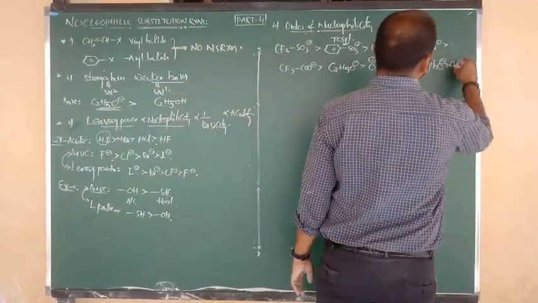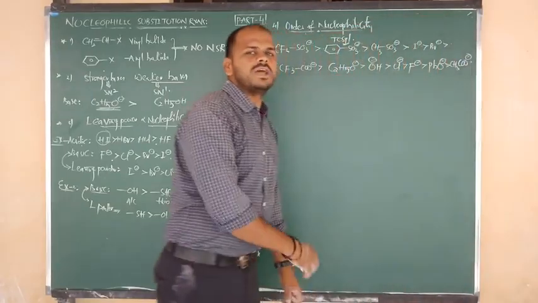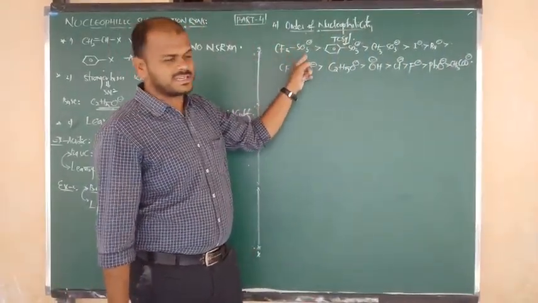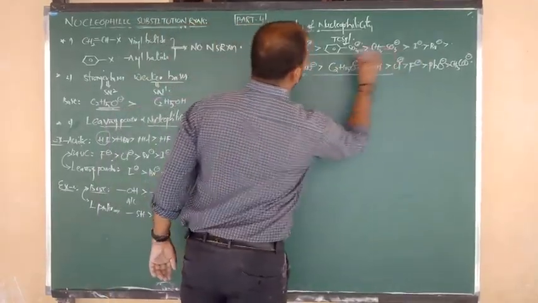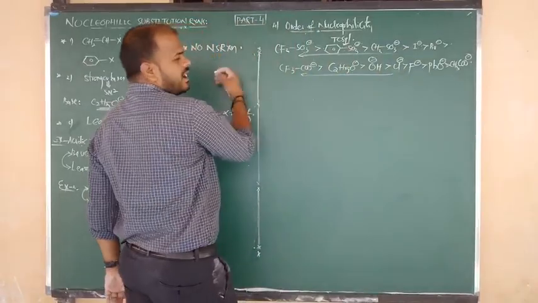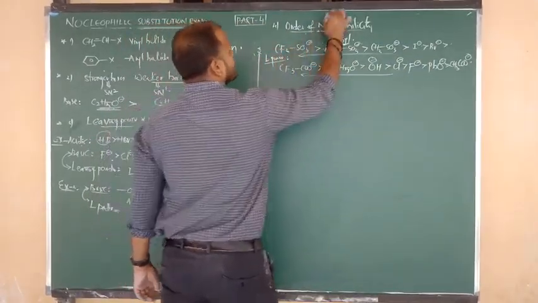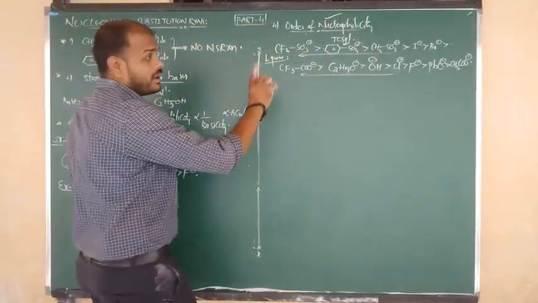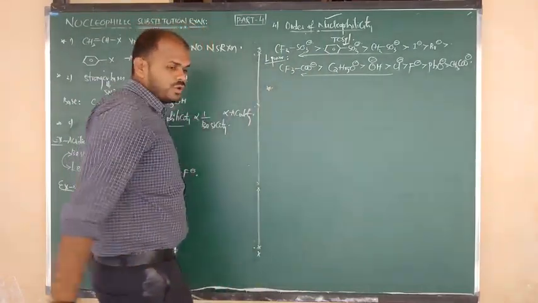And the last one is acetate ion, CH3COO minus. Try to remember this, from acetate to trifluoroacetate. This is the order of leaving power, or we can say order of nucleophilicity. Okay, important, try to remember. Good. Right, next topic I am going to show you.